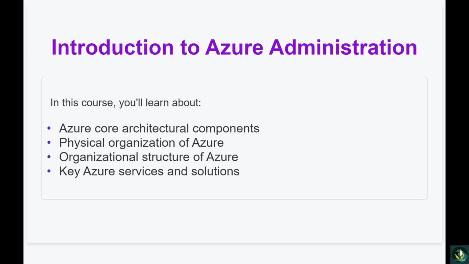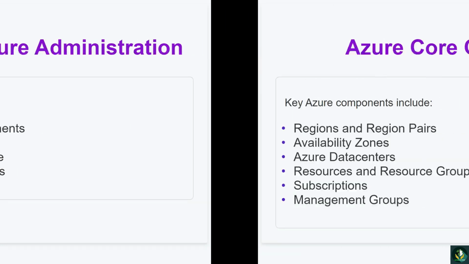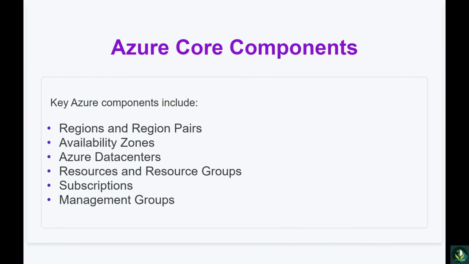Moving beyond the physical infrastructure, we'll then focus on the organizational structure of Azure. This includes a thorough examination of Azure resources and resource groups, which are fundamental to managing your cloud assets effectively. We'll also cover subscriptions, the cornerstone of Azure account management, and explore how management groups can help you efficiently handle multiple subscriptions.